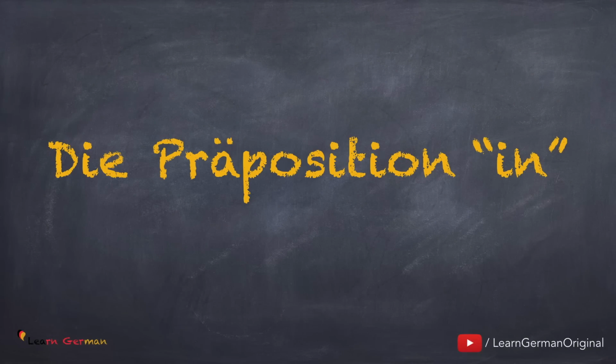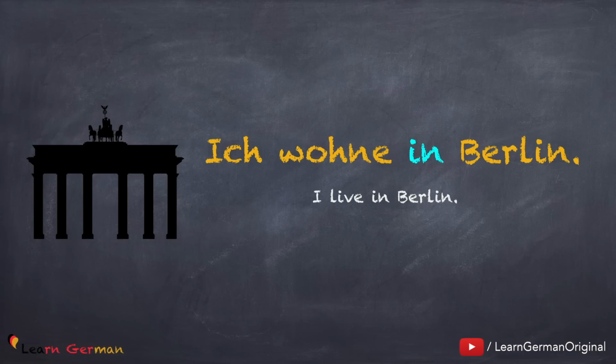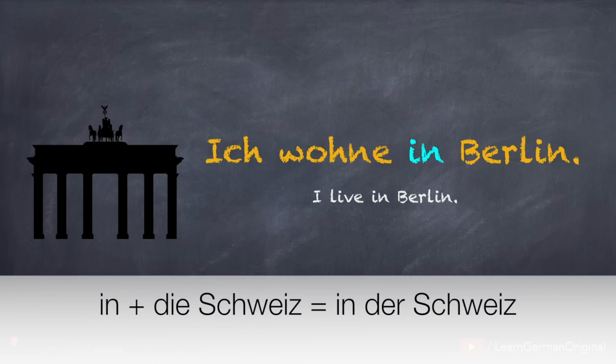Die Präposition in. Let's first look at the use of in as a lokale Präposition. Ich wohne in Berlin. In this case, you're talking of the position. Wo wohnst du? Since Berlin, being a city, doesn't have an article, you will just say in Berlin. But if you're talking of a place that has an article, this article will be dative article because we are talking of position. Then you will say Ich wohne in der Schweiz. The article die Schweiz will change to der Schweiz.